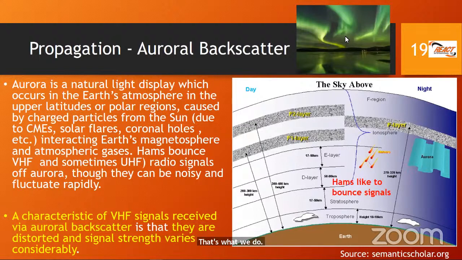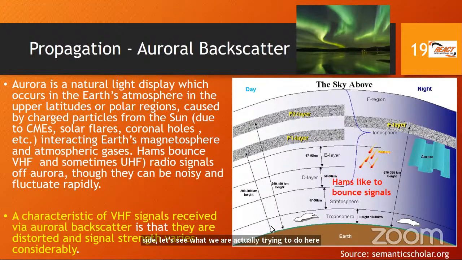And that's an exam question, right? So again, this one, they don't talk about 6 meter and 2 meter and so on. They're actually going to say VHF. So the exam question is, a characteristic of VHF signals received via auroral backscatter is that they are distorted and signal strength varies considerably. So if you were to look at the diagram on the right-hand side, let's see what we're actually trying to do here.